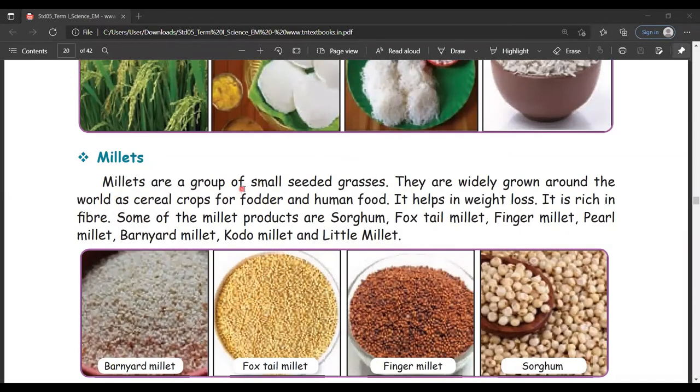millets are a group of small seeded grasses. They are widely grown around the world as cereal crops for fodder and human food. They are produced in many places for fodder and human food. Fodder means food for cattle and other livestock, used as feed for animals, and also for human food. It helps in weight loss. It is used for reducing weight. It is rich in fiber content.